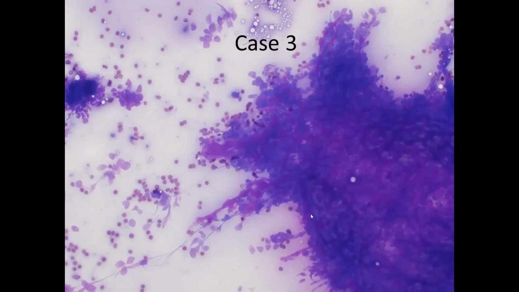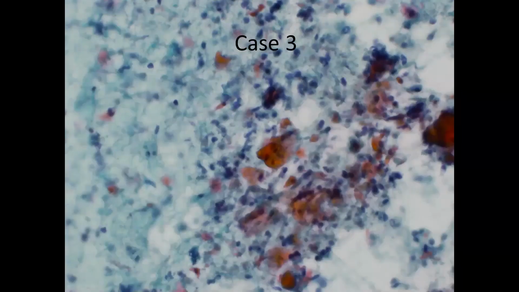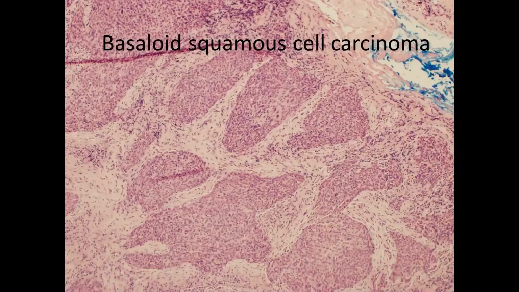We have, again, a population of uniform basaloid cells with a little bit of interposed hyaline stroma. In this case, we were lucky enough to find, in the background, a little bit of orangophilic keratin debris, along with this sort of cystic degeneration. So we were lucky enough to find this area of more cystic degeneration and keratinization, and so we were able to suggest a diagnosis of a basaloid squamous cell carcinoma.